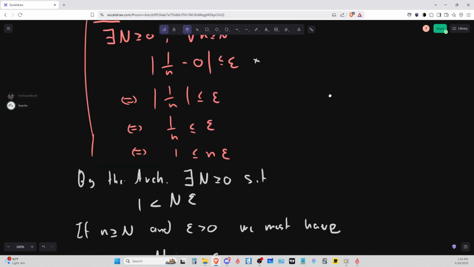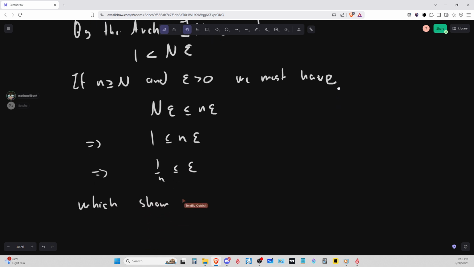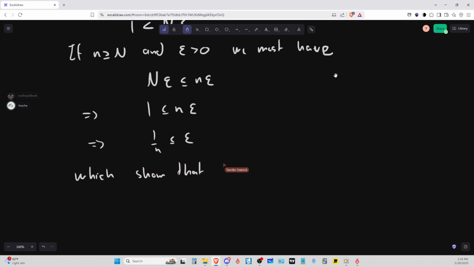Therefore, this shows that 1 over n is converging to 0. Or, if you don't want to use the thing I wrote in red, we can just divide by n, which shows that 1 over n is converging to 0. We should have completed the proof.